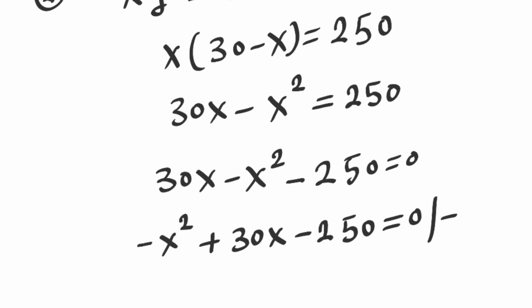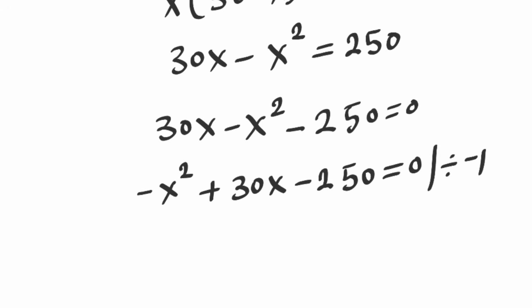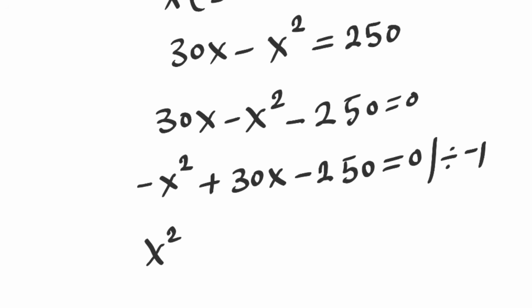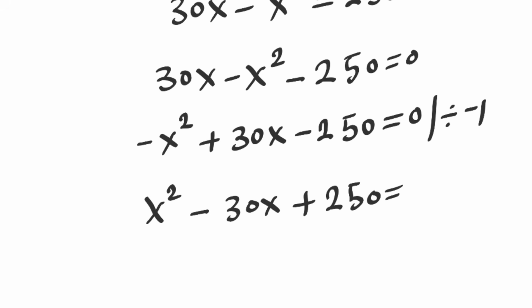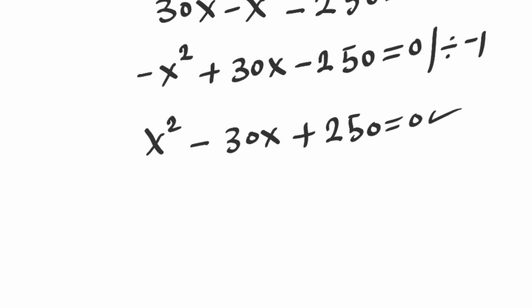Let us divide the whole of this equation by minus 1. Minus x squared divided by minus 1 is x squared, then plus 30x divided by minus 1 is minus 30x, then minus 250 divided by minus 1 is plus 250, equal to 0. This is a quadratic equation. Let us solve this using the quadratic formula.